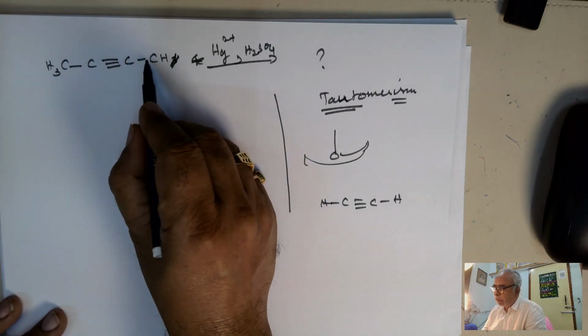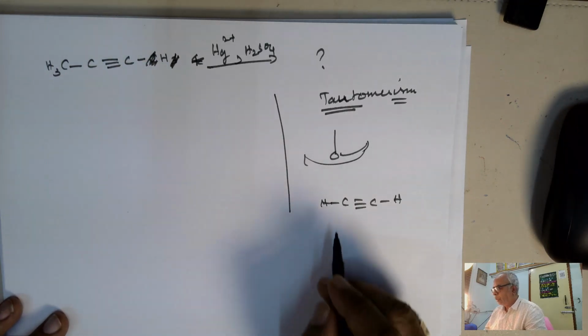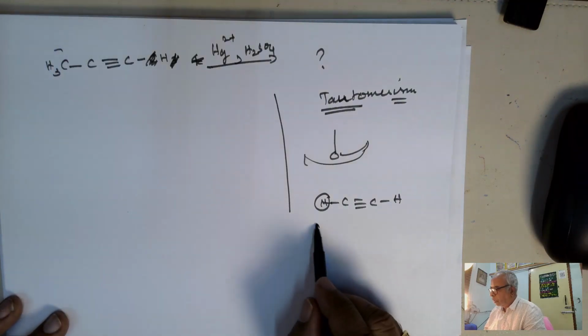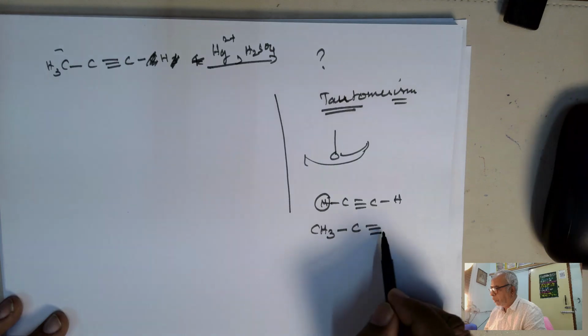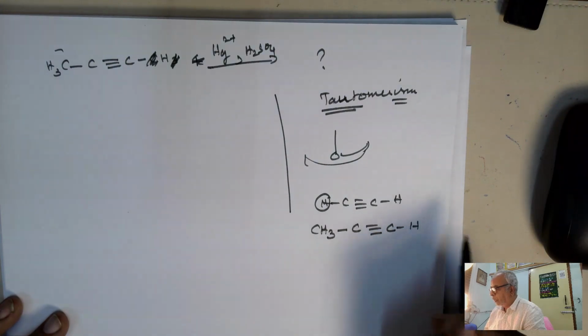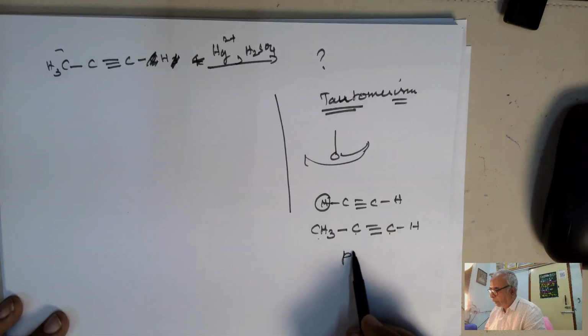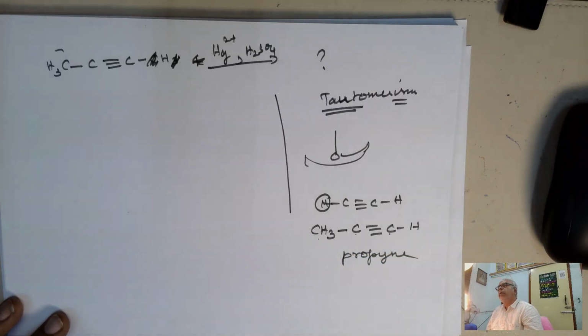Okay, and actually CH, not C. So one hydrogen is replaced by CH3. So CH3, C triple bond CH. It means 1, 2, 3 carbons: propyne, 1-propyne.